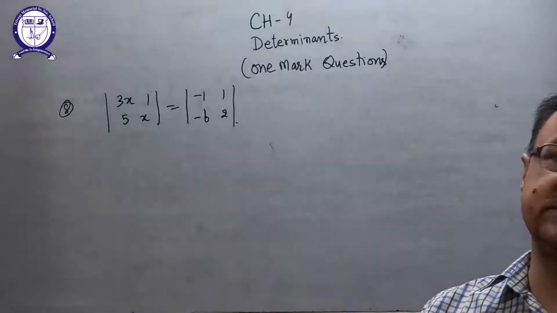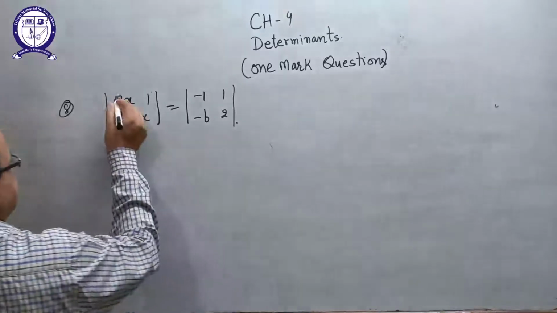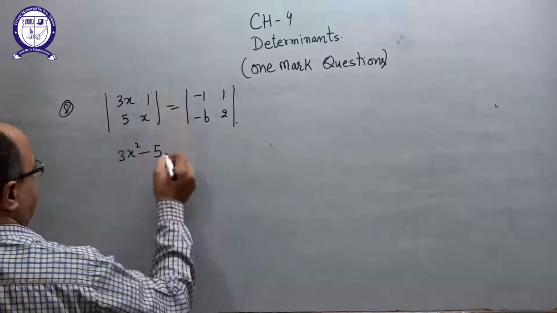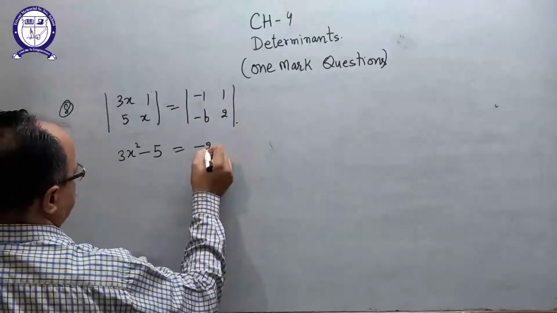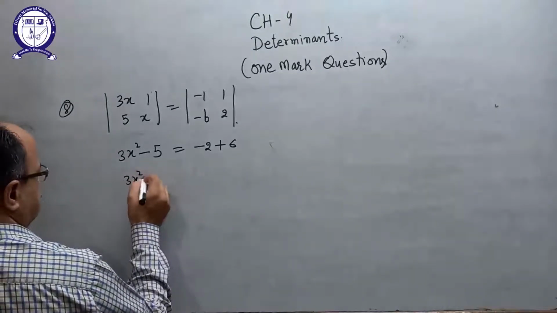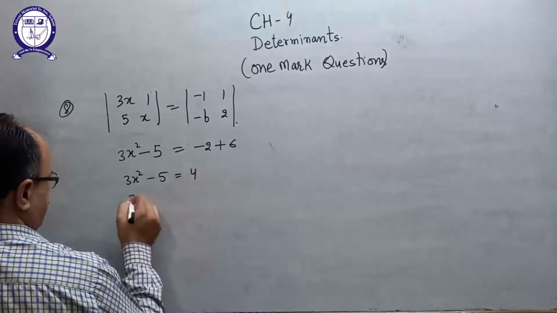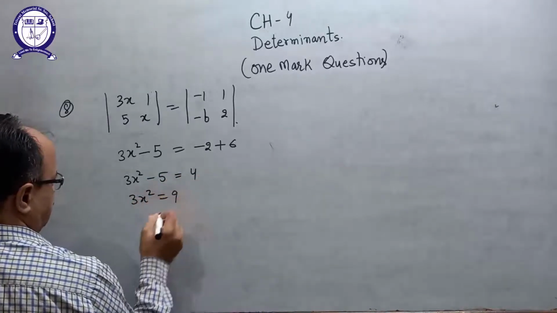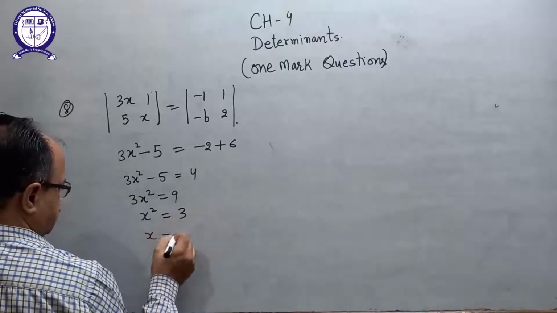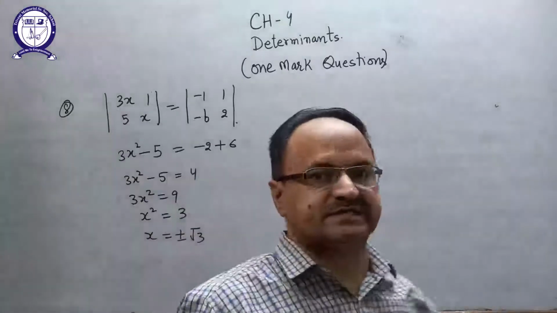Don't compare because this is determinant. This is not matrix. Then find the determinant of this. 3x into x, 3x square. Minus 5 into 1, 5. Here minus 2, minus into minus plus 6. Here 3x square minus 5 is equal to 4. Therefore 3x square is equal to 9. Therefore x square is equal to 3. Therefore x is equal to plus minus root 3. This is the value of x.